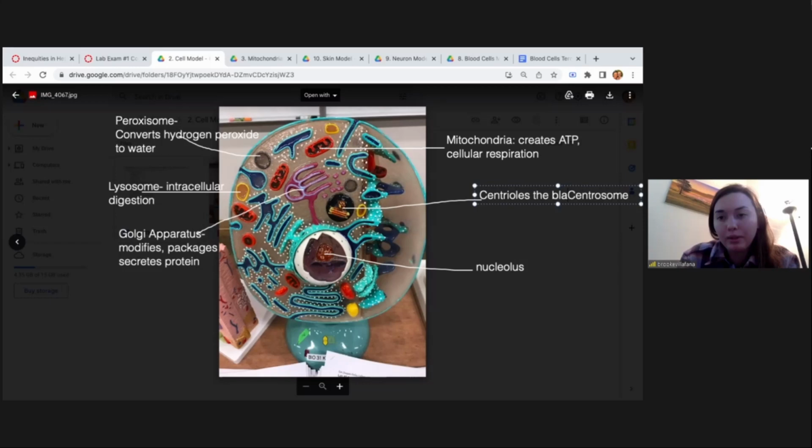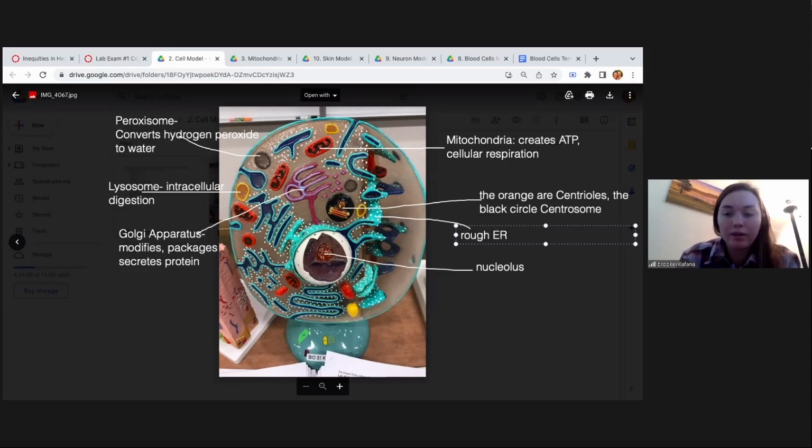So the black circle would be the centrosome. The orange are centrioles. The black circle is the centrosome. Does that make sense? You don't really need to know a function on that one. This would be rough ER. You know what ER is. This has ribosomes, so it's going to transport proteins.